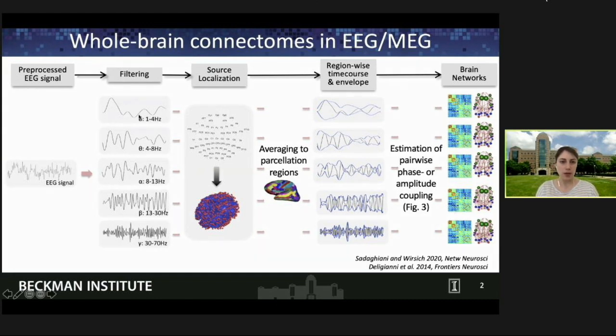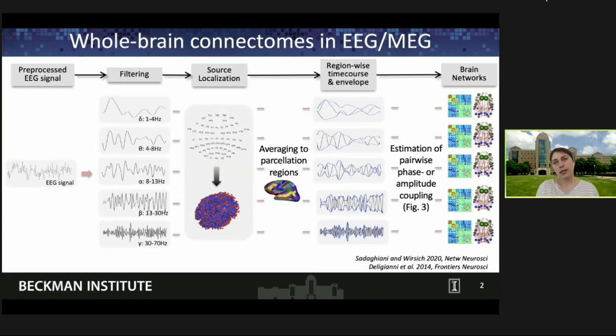just go with the canonical frequency bands, or you can use more elaborate measures, for example, individualized estimations of the frequencies depending on the power spectrum, as Dora has been showing in her talk, which I hope you've seen. Then you will take the band-filtered signal or the broadband signal and source localize it to your cortical surface. And then you will average that signal or localize that signal to an atlas, to a whole brain parcellation.